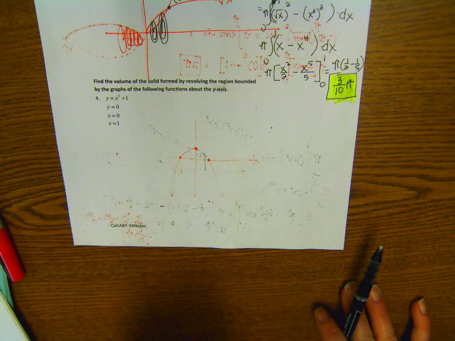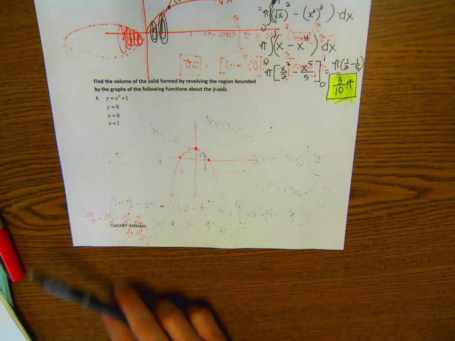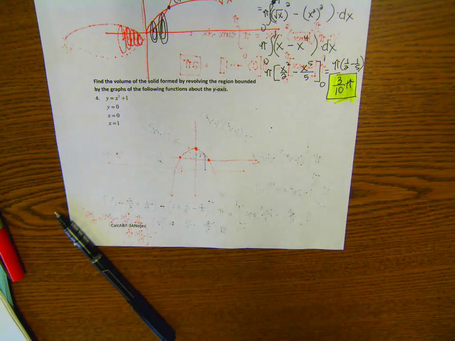Now, here's the deal. Tomorrow we're going to learn about something called shells. Shells takes the surface area of a cylinder, and it wraps. I think of it as a gobstopper. With discs, I'm cutting this way and stacking them up.